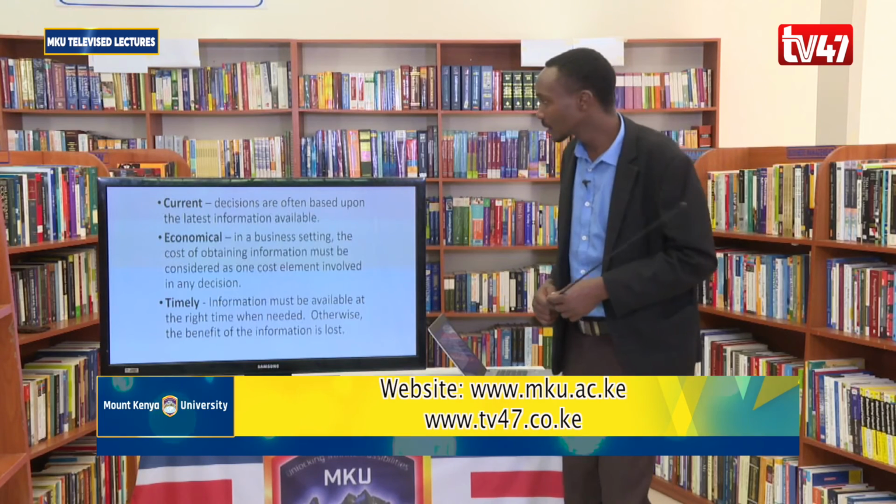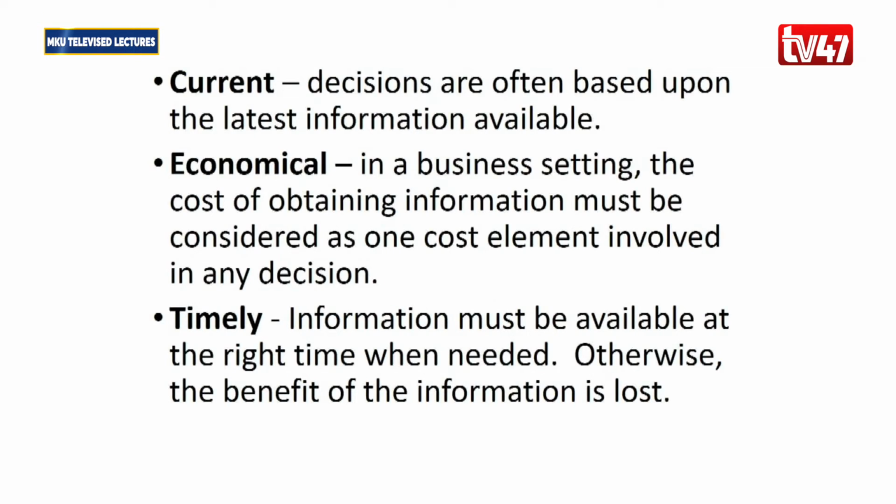Again, the information that we get from the information systems should be current. Decisions are often based upon the latest information available. There is no need of giving users information that is not current. It's important to give users information that is current to that particular time and period. So if we are talking about 2020, of course you need to give out information about 2020 and not 2015, so that users can make decisions based on current information.